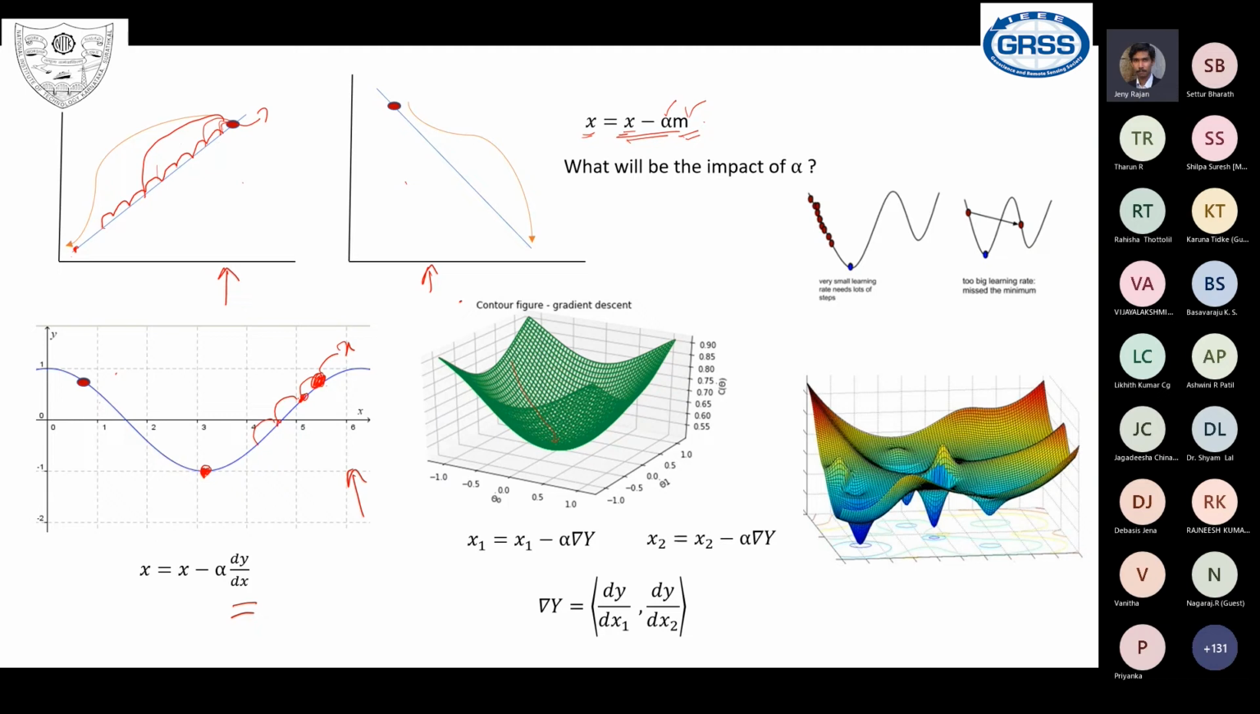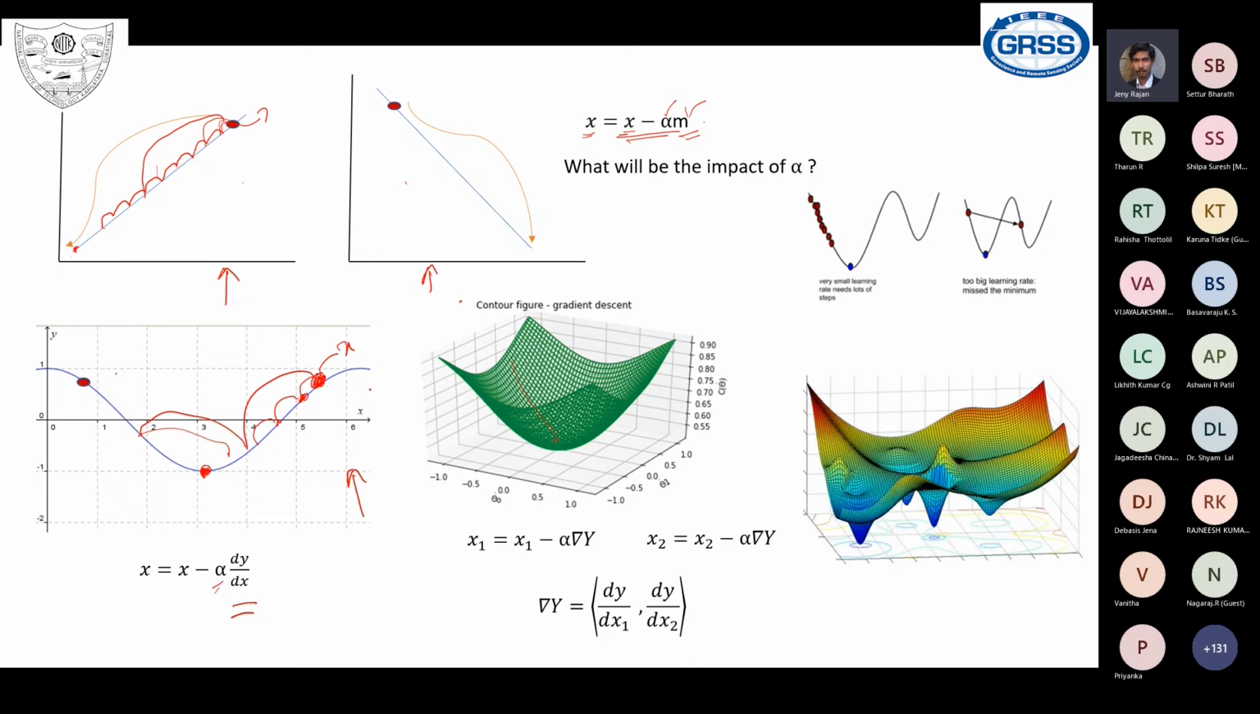Now assume you use a big value for this alpha, a bigger step size. Instead of reaching here, in the first jump you may reach here, and in the next jump you may reach here. Again you will be jumping from here to here. You will keep on jumping, so you may not reach the global minimum at all. This is the problem with a higher value for the step size. Here what we are trying to find is the value of x that minimizes y, where y is a function of x. So when dy by dx is 0, we will reach here.